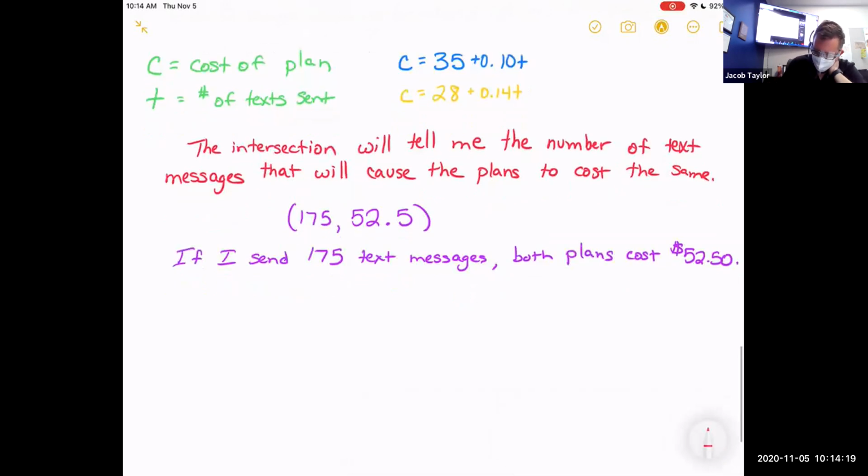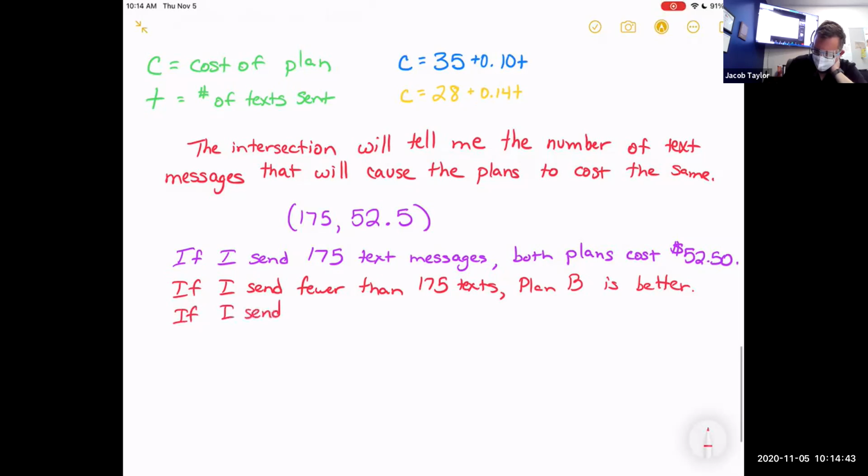Now here's the important part. If I send fewer than 175 texts, which plan is better? Plan B is better. If I send greater than 175 texts, Plan A is better.